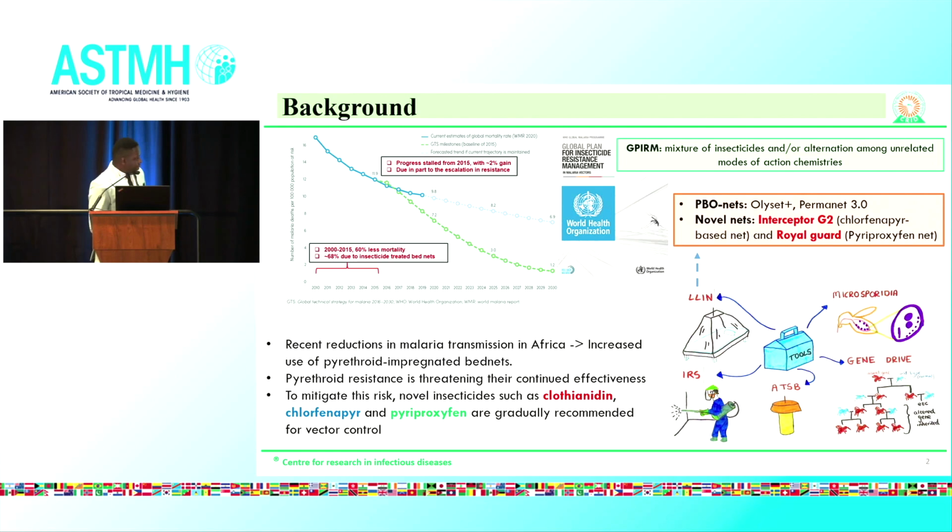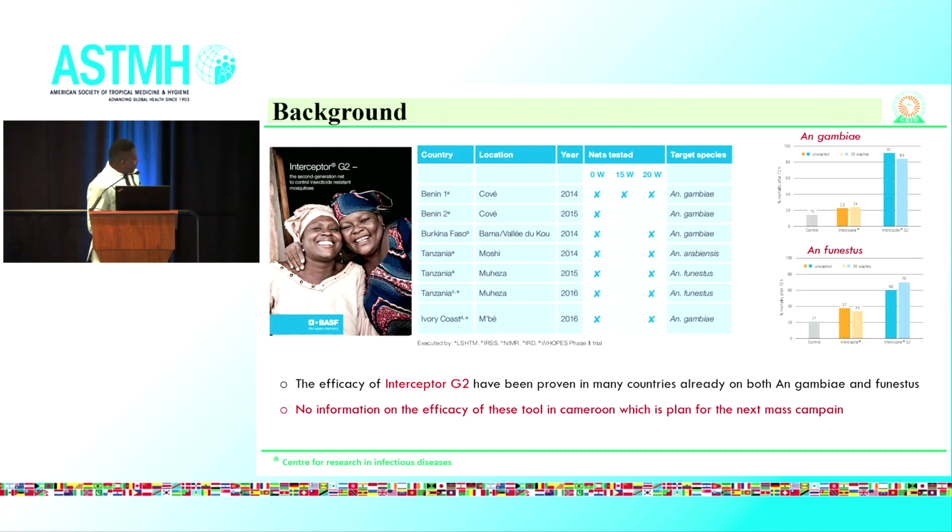So in regard to the challenge, we have here a toolkit to minimize this situation, but bed nets remain the core intervention, and we are having some innovations in bed nets where we have nets combining other ingredients than only pyrethroid. We have the case for Interceptor G2, which is a chlorfenapyr-based net, and also Royal Guard, which contains pyriproxyfen. So for Interceptor G2, the efficacy has been proven in many countries, Benin, Burkina Faso, Tanzania, and Ivory Coast, both on Anopheles gambiae and Anopheles funestus.